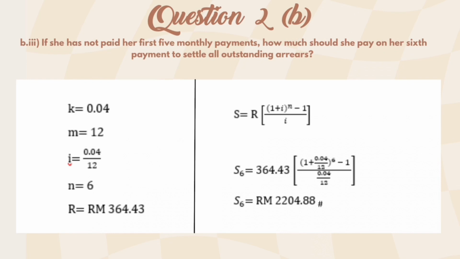In this question, we will use the formula to find the accumulated amount, which is S equals to R open bracket 1 plus I to the power of N minus 1 over I close bracket. After all the calculation, we will get 2,204 ringgit 88 cents as the amount for the sixth payment.